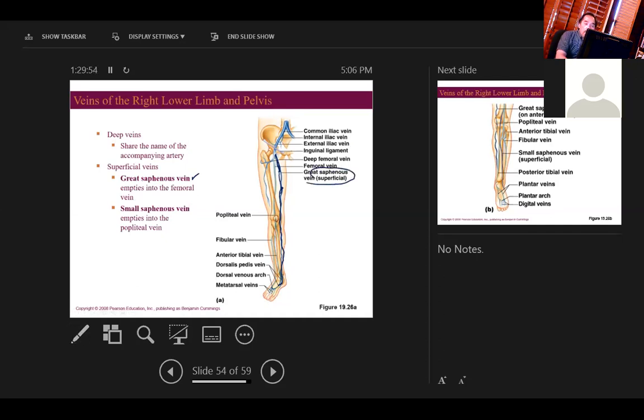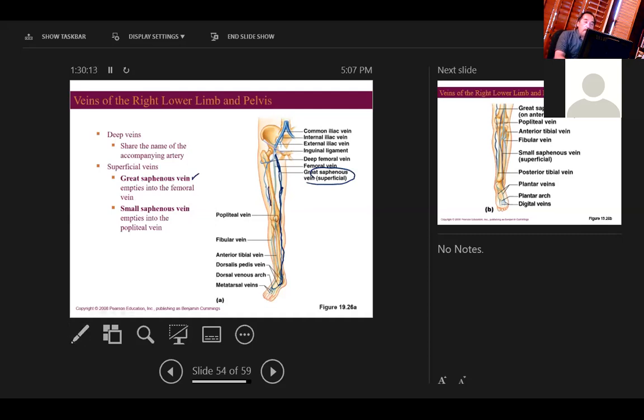Okay, so the small saphenous vein is actually just a small vein that empties in the popliteal vein. So that small saphenous vein is just emptying out here at the popliteal vein. So it's not even labeled here. So it's going to actually empty out here.